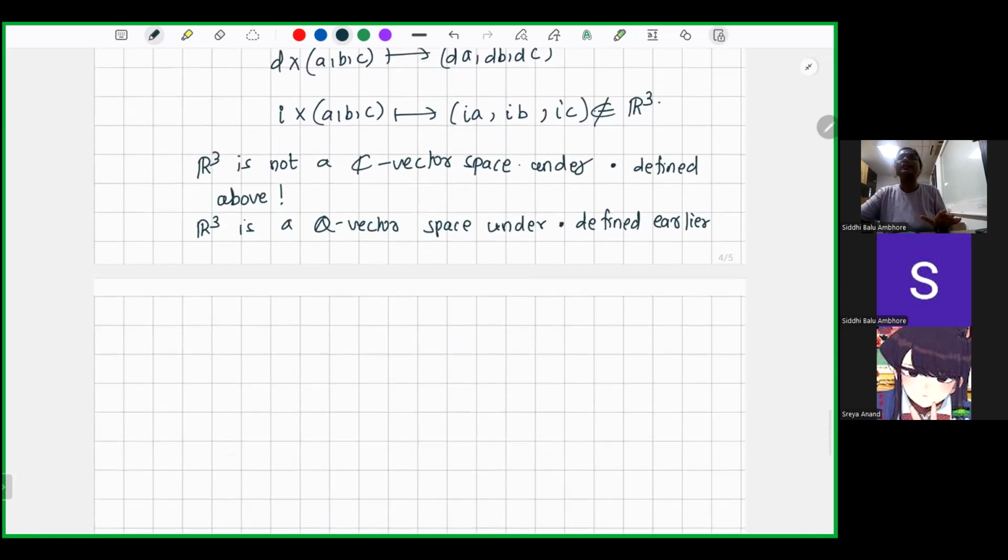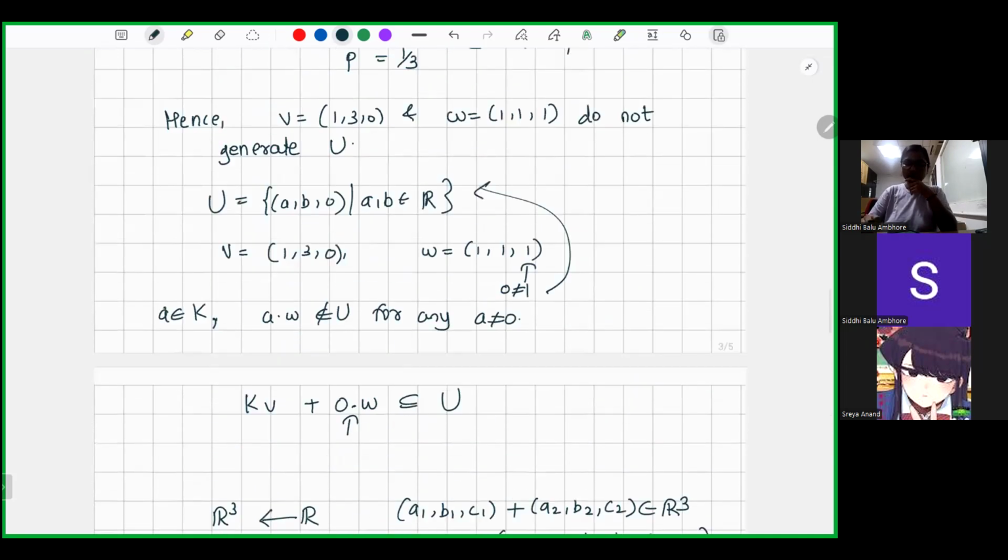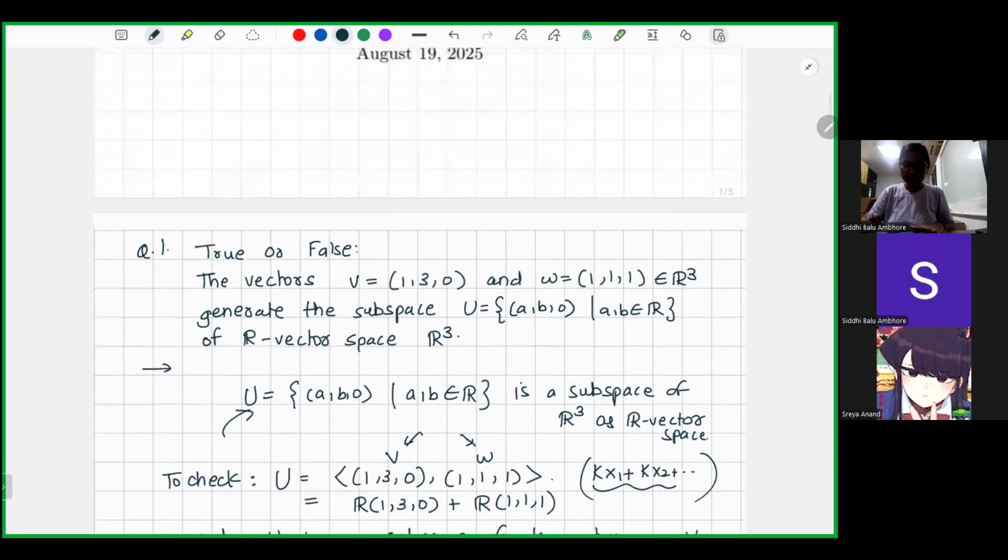I hope it is clear. I mean, you understood what it means that something is a vector space over some field. Yes, ma'am. Thank you, ma'am. Yeah, sure. So, I hope this was clear.